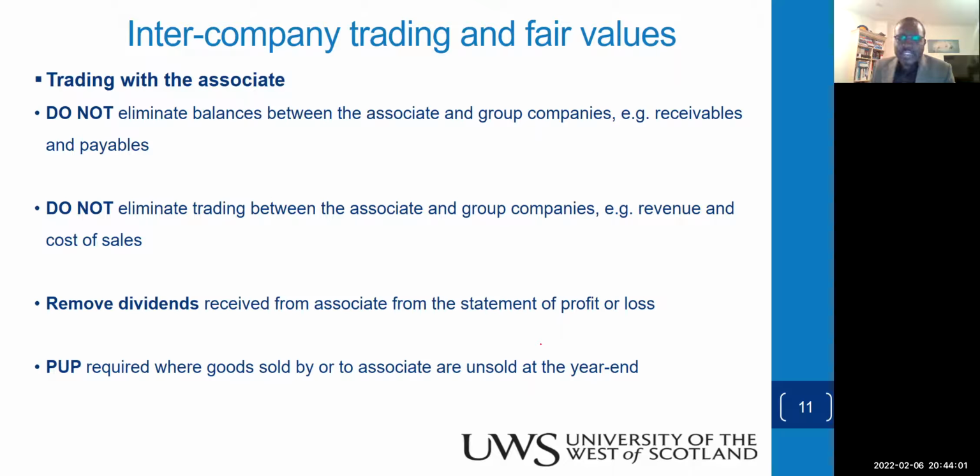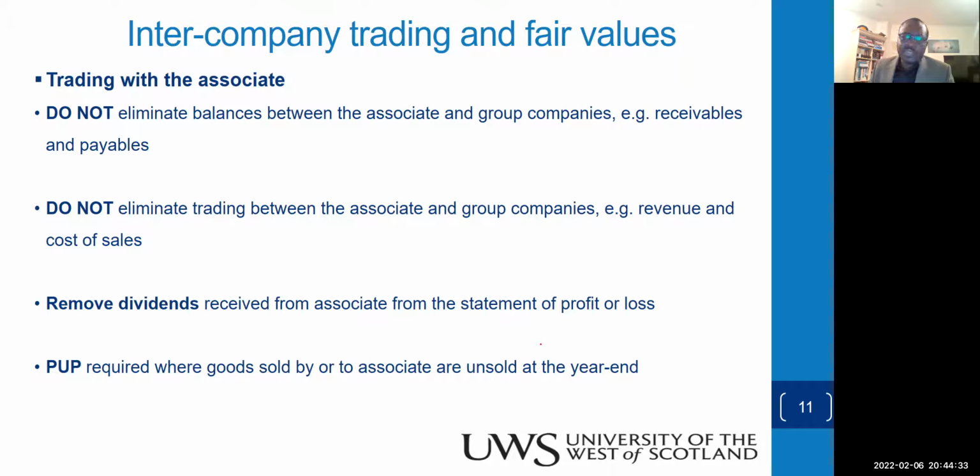Treat them like outsiders. Do not eliminate any intercompany trading between the associate and the group, like revenue and cost of sales. Don't subtract it. Treat them as if you are dealing with outsiders. But any dividends received from the associate, we must remove from the statement of profit or loss. Why? Because at the end of the day, we end up consolidating all the profit, our share, within the associates. Okay, we'll look at an example.